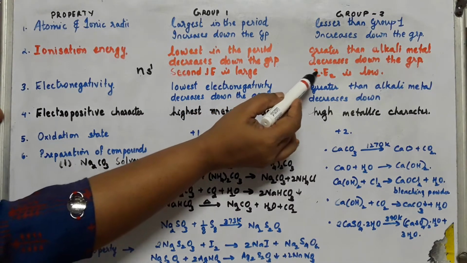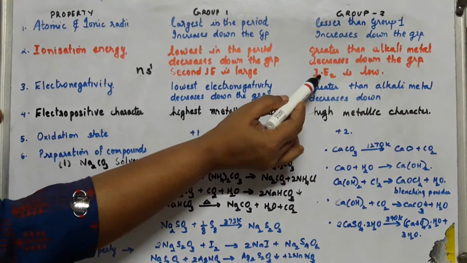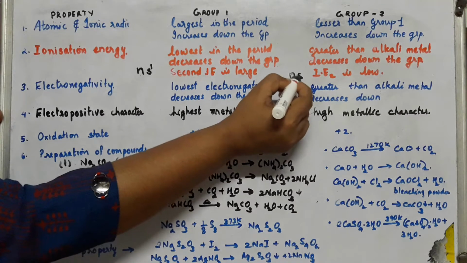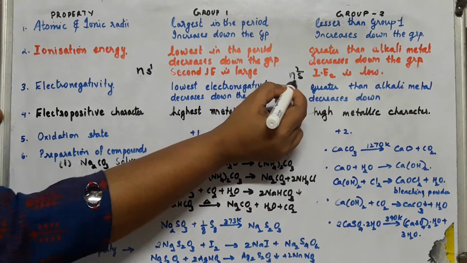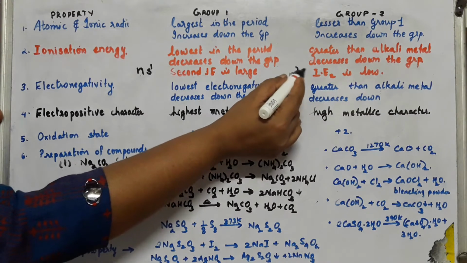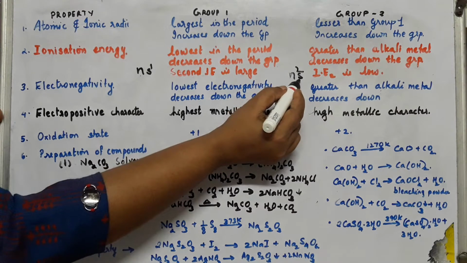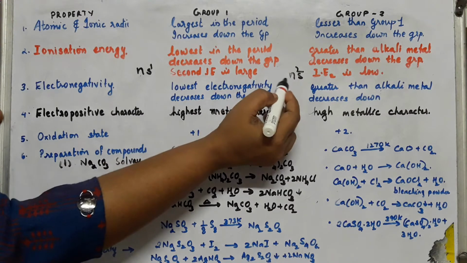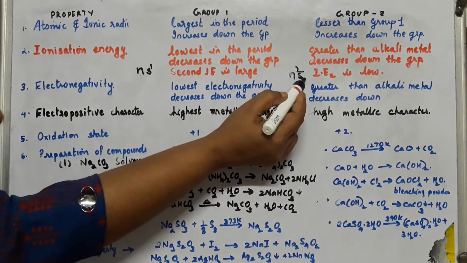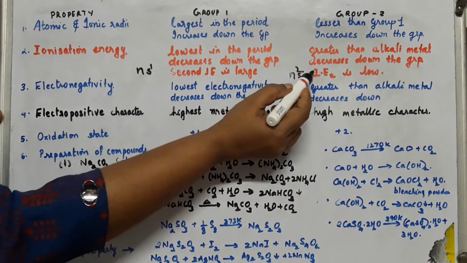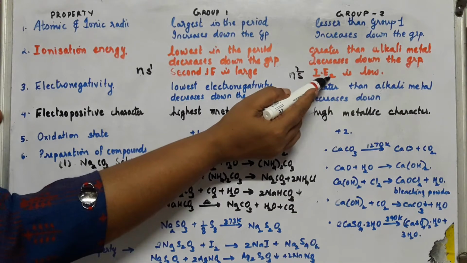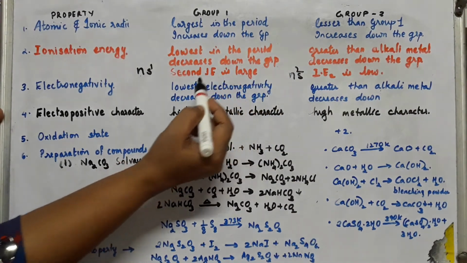But second ionization energy for group 2 is comparatively low. The reason is the second electron has to be removed from ns. After the removal of one, the second electron also has to be removed from ns, and after the removal of two it acquires the stable noble gas configuration. So removal of the second electron needs very little energy. Therefore second ionization energy is comparatively lower than what we see in group 1 elements.